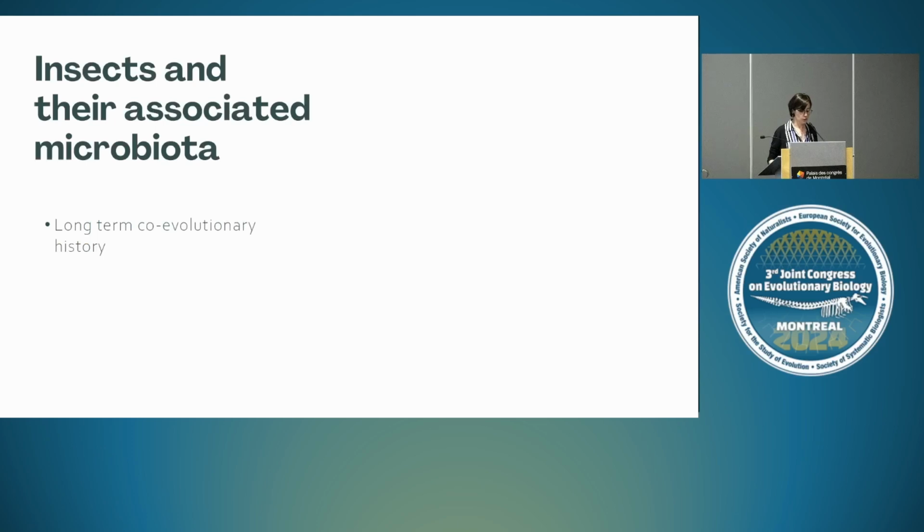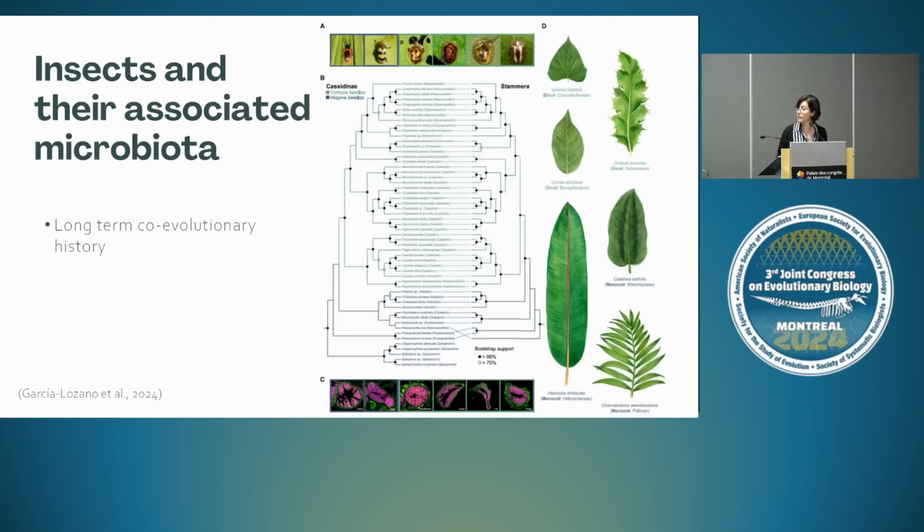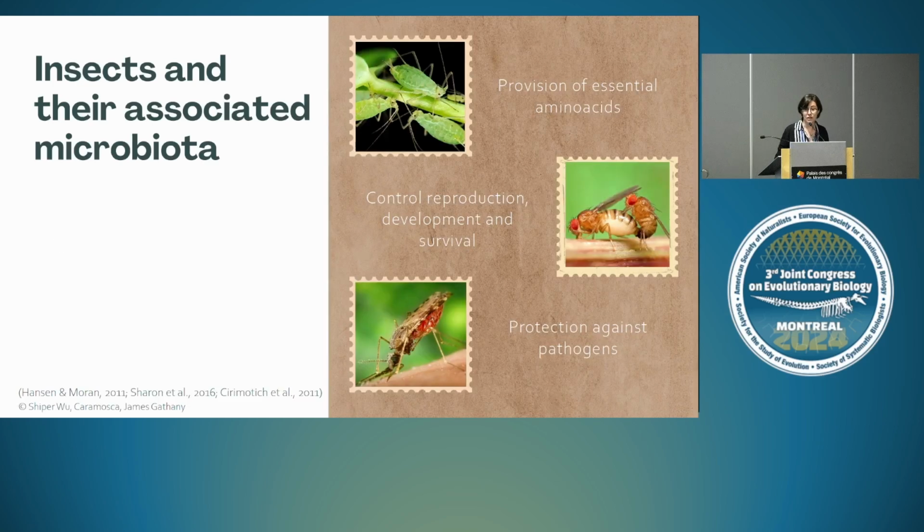The long-term coevolutionary history between insects and their associated microbial communities has played a significant role in the diversity and evolution of insect-symbiont interactions. One famous example of this is the mirrored phylogeny of Cassidine beetles and Stammera bacteria. Stammera bacteria have been shown to help those beetles digest leaves. But besides this function, the microbiota can also help those insects with several other functions, for instance with reproduction, development, and survival time, but also protection against pathogens.